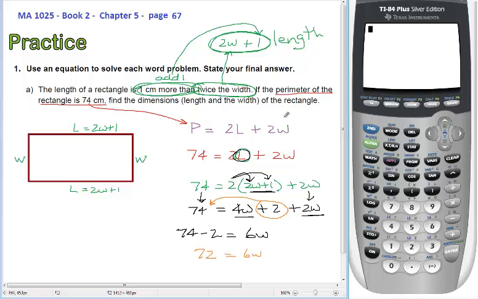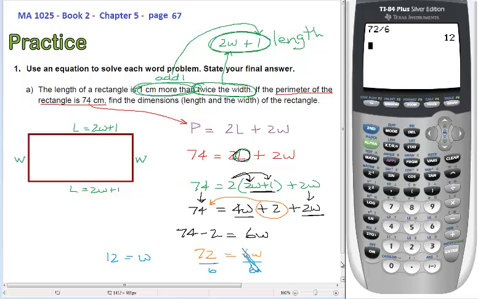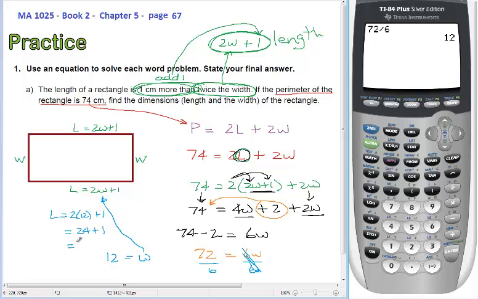That equals 6W. Now to isolate the W, we know what to do. We divide by that coefficient in front. So this cancels, and you're left with just W equals 72 divided by 6, which of course is 12. You can check that on your calculator if you're still uncertain about your multiplication tables. So there it is, 12. Now, that's the width. The width is 12. What's the length then? We know the length is twice the width plus 1. So the length is 2 times the width, which is 12, plus 1. 2 12s are 24, plus 1, 25.